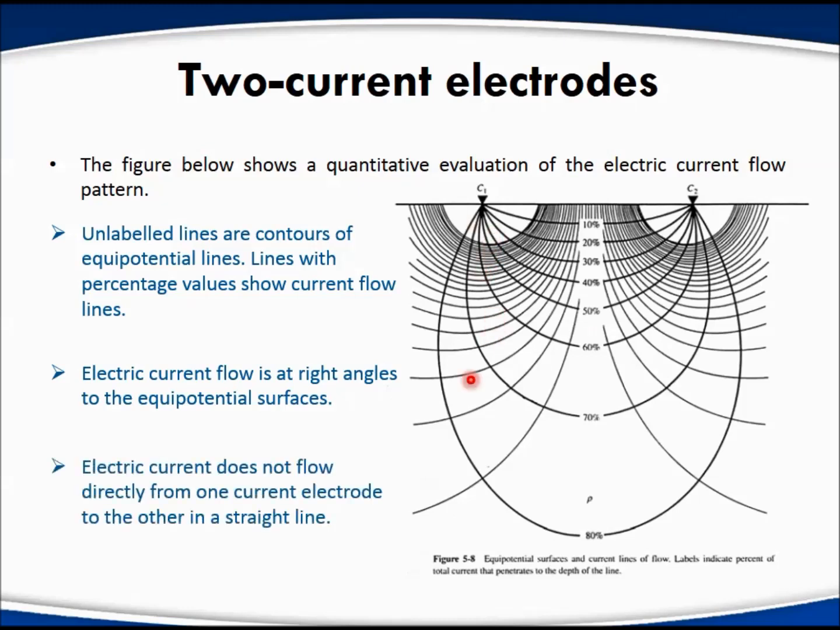and the electrical current does not flow directly from one current electrode to the other in a straight line. They do not travel in a straight line like this. Instead, they go in a bent shape. This is because the charge carriers repel each other, hence they always flow in a hemispheric form.